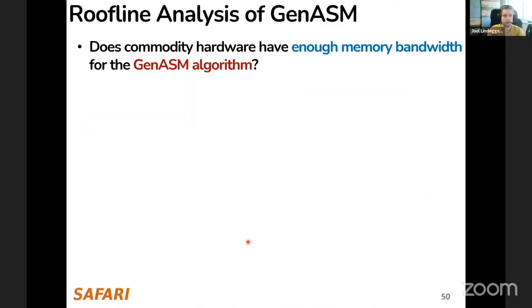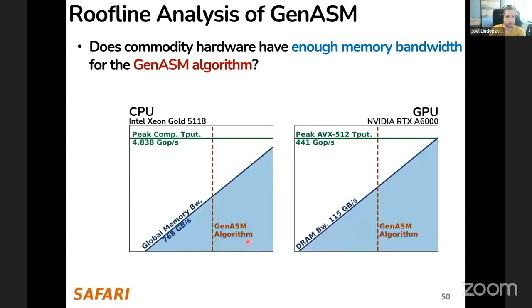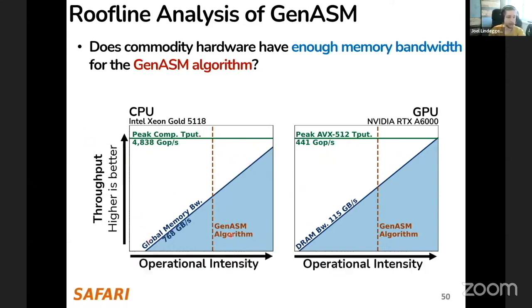We plotted a roofline model. So the first question was, does commodity hardware have enough bandwidth for the GNASM algorithm? The roofline model lets you plot the compute throughput of a given hardware against its memory bandwidth. And then we can, from this chart, look at some interesting insights. So the y-axis here plots throughput, higher is better, and the x-axis is operational intensity. So this is just what we computed off of the GNASM algorithm. The desired operating point is always at the peak compute throughput of the given hardware. That's where we'd like to be.